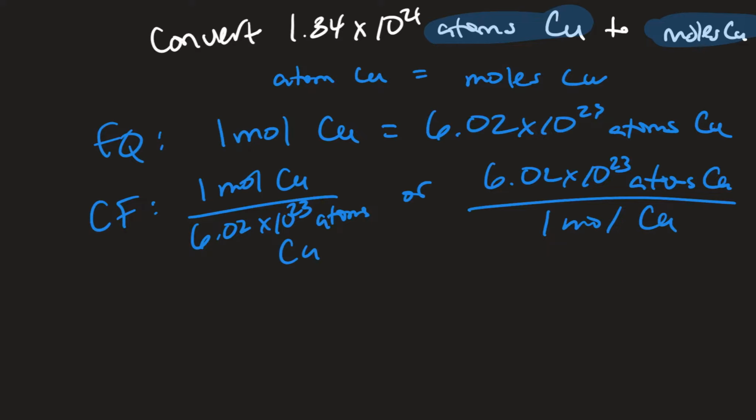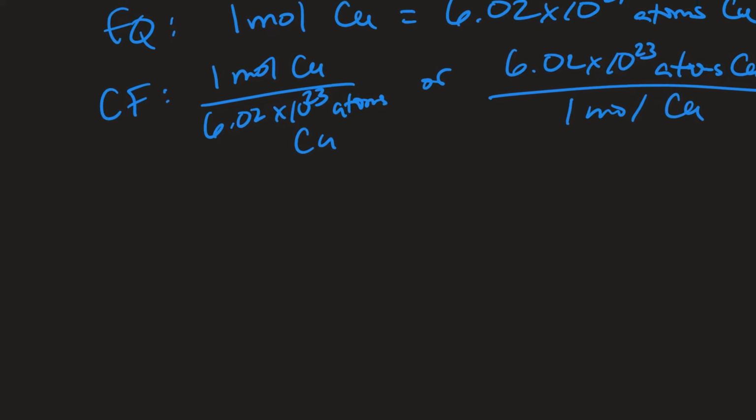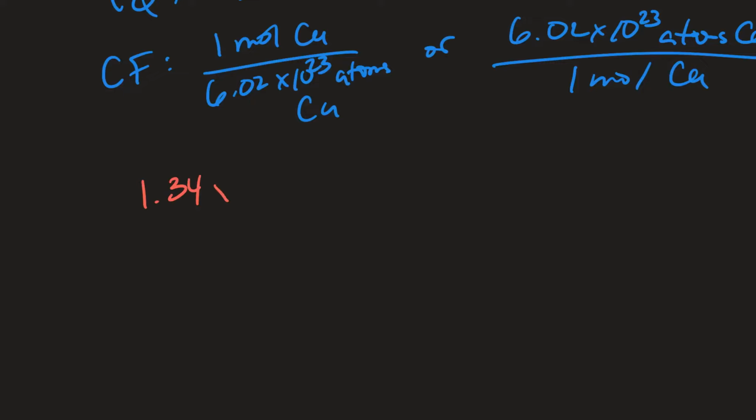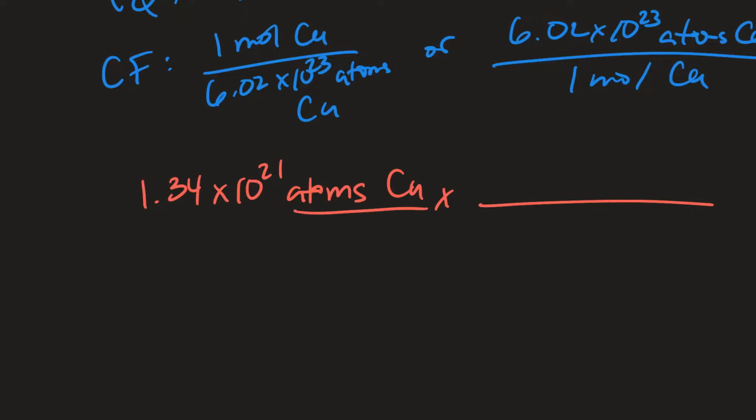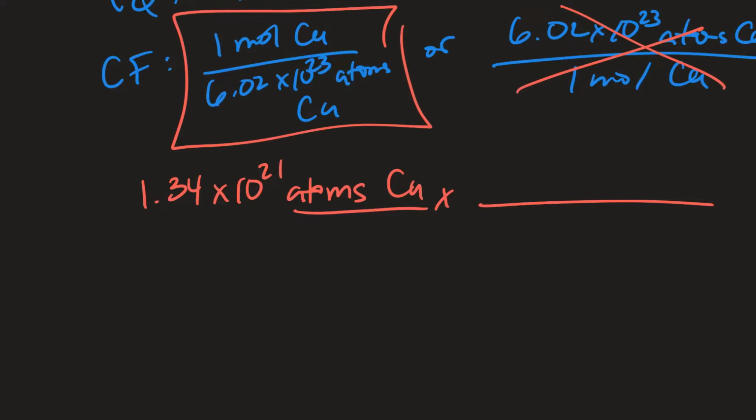So now we just have to figure out which conversion factor we're going to use to answer this problem. Going back to the problem, you have to convert 1.34 times 10 to the 21st atoms of copper to moles of copper. So we start with 1.34 times 10 to the 21st atoms of copper, and we want to get rid of atoms of copper. So we're going to use not this one, but this conversion factor.